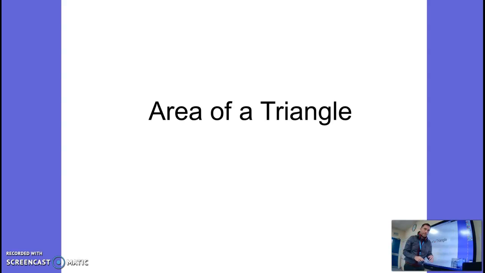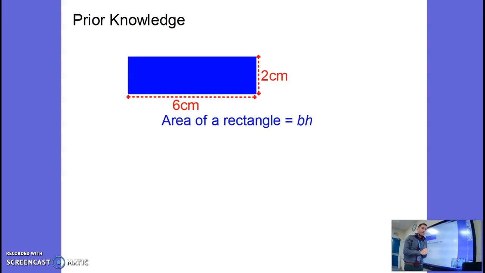Hello maths fans. In this tutorial we're going to look at area of a triangle. Bit of prior knowledge. We need to know how to find the area of a rectangle, or hopefully you already know the area of a rectangle. Some people write it as length times width. Some people write it as base times height.